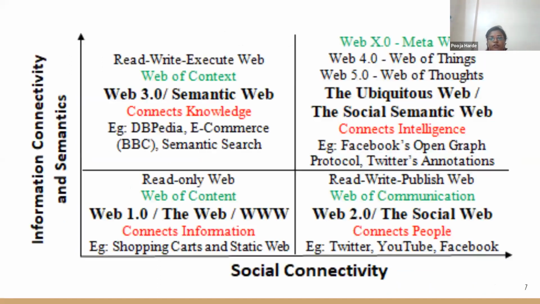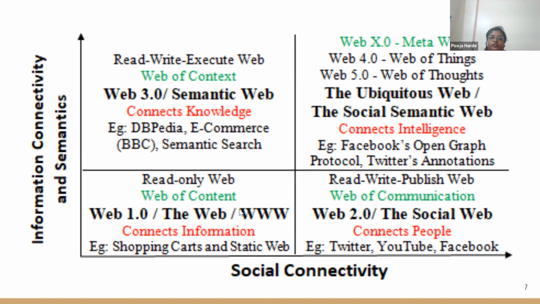This is the same diagram with some more components. We started with web 1.0 in the 1990s, where we had the static web and shopping cart things, and it used to connect information. But as we evolved, we got web 2.0, where people connect via the social web, like Twitter, YouTube, and Facebook. In web 1.0 we only had a read-only web, we only read the contents present on the web. But in web 2.0 we also had the rights to read, write, and publish contents on the web.